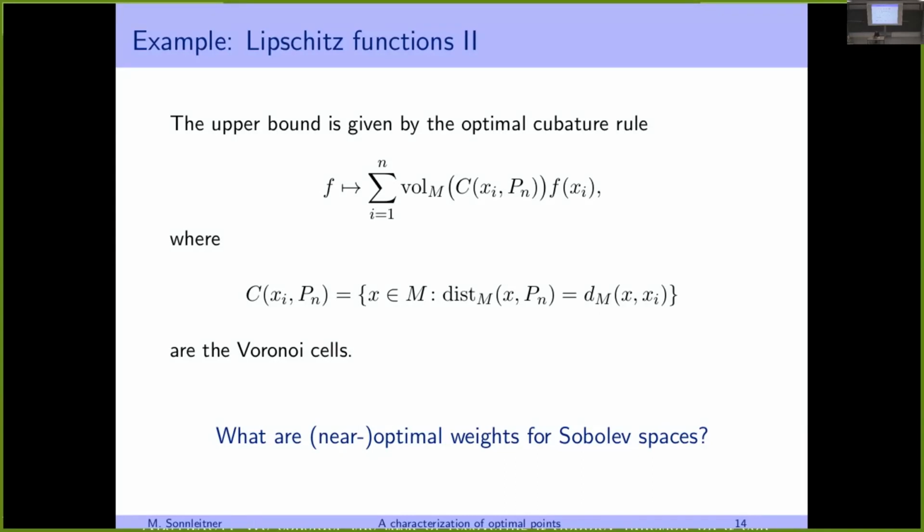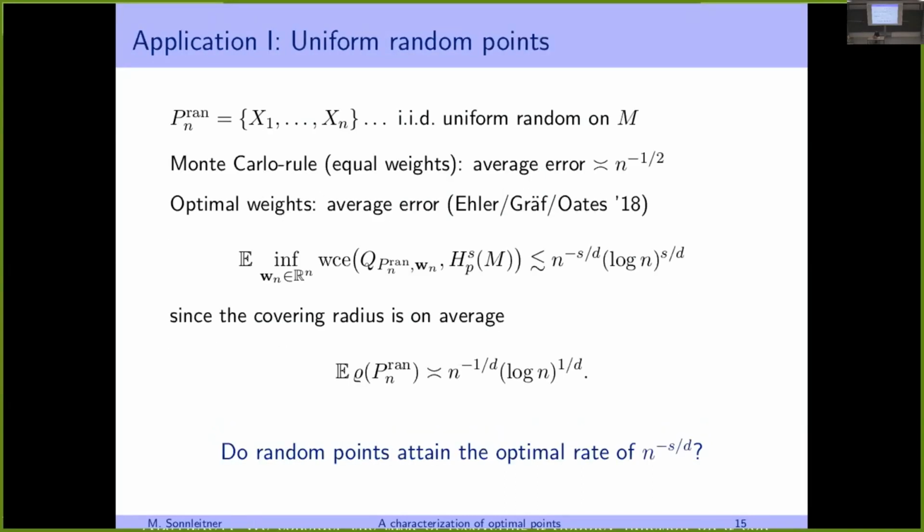And now I come to some other related topic, namely, we can look at random points now. And random points also were mentioned in Mario's talk, where they gave optimal order, near optimal order, but yeah, the best results known. And here we can also consider random points, which are independently and uniformly distributed with respect to this Riemannian volume measure. And it's well known that the Monte Carlo rule, so if we take equal weights, the average error will be n^{-1/2} asymptotically.